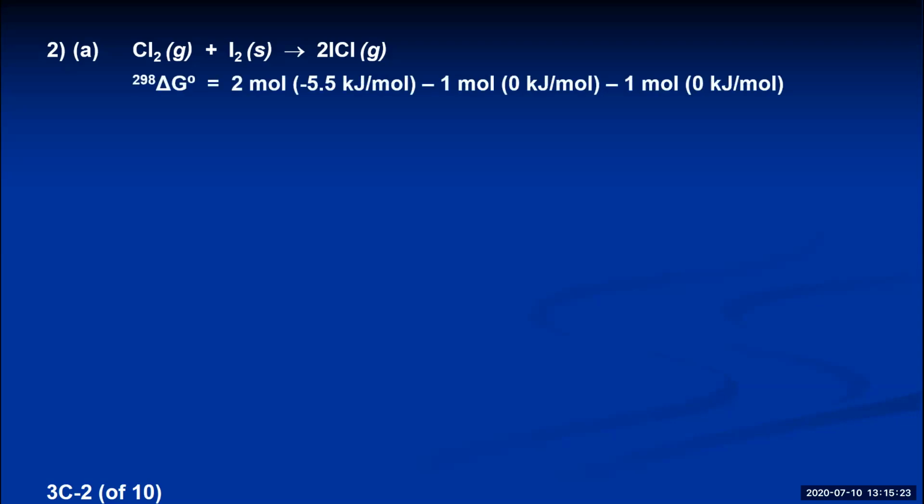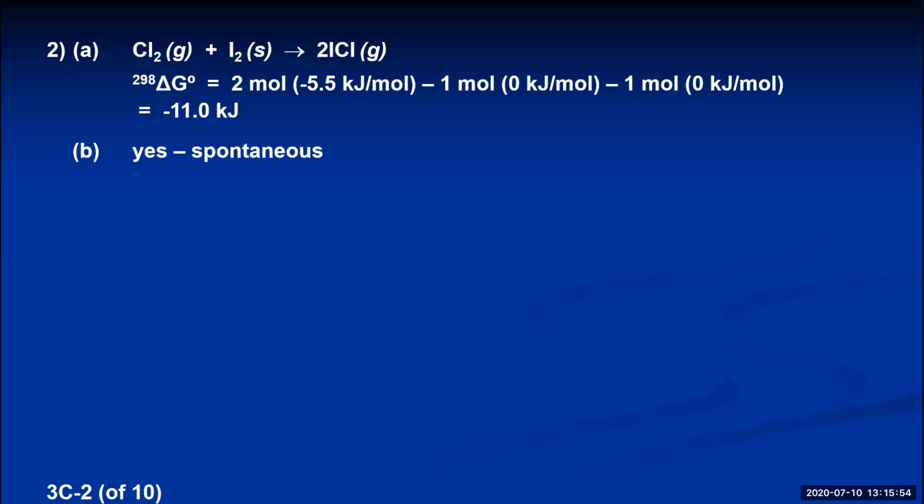So we're going to go 2 moles multiplied by the standard free energy of formation of ICl, minus 1 mole multiplied by the standard free energy of formation of elemental chlorine, which is 0, and then minus 1 mole multiplied by the standard free energy of formation of I2, which is solid, which is 0. And this turns out to be negative 11.0 kilojoules. B, is the reaction spontaneous under standard conditions? The answer is yes, because the number came out as a negative value for your delta G naught.